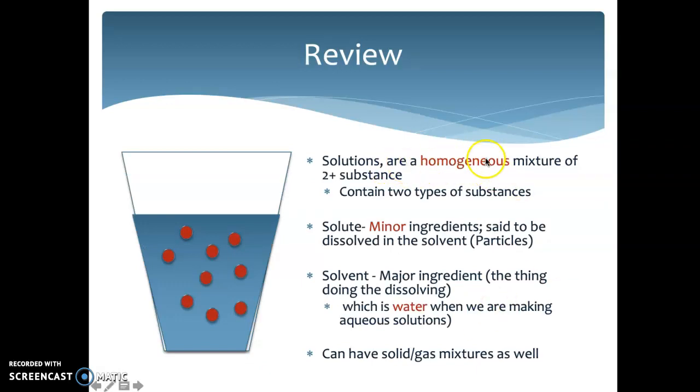Okay, second piece is what is a solution? So remember, solutions are a homogeneous or evenly spaced mixture of two or more substances. It has two major groupings. We have the minor ingredient, the particles, that's your solute, and the solvent, which is going to be water for us, that's the major ingredient. But if I had two gases, the one that you have more of would be your solvent, the one you have less of would be your solute, and so forth. Solids would be like metal alloys and things of that nature.